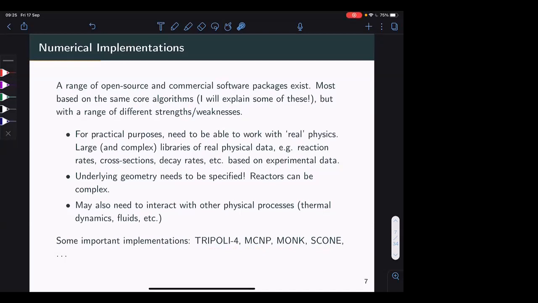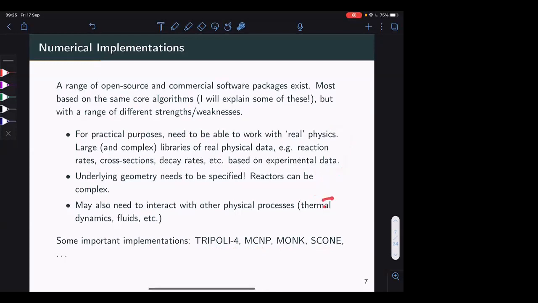And effectively, all of these have a lot of complicated things they need to do. One of the real difficulties is trying to work with the libraries of physical data that are made available, so cross sections and so on. How do you deal with them? How do you simulate your particles? How do you know where they are? How do you measure distances and so on? Also, how do you specify what your reactor or system looks like?